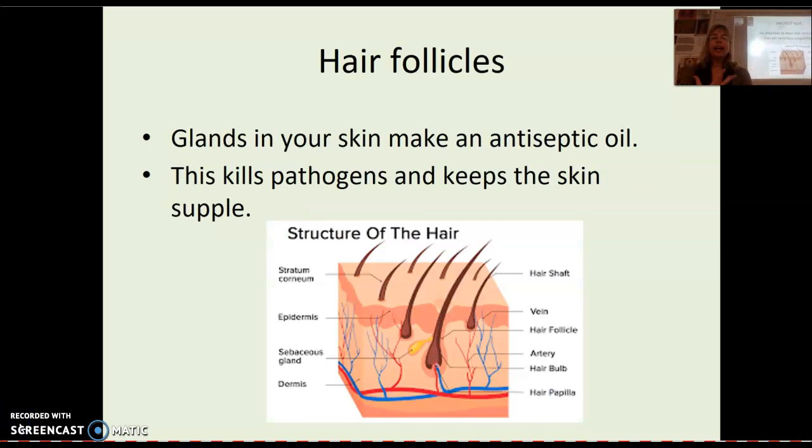Okay, now finally, on our skin, we also have some hairs, and those hair follicles have little glands that secrete an antiseptic oil. That oil, just like antiseptic that we put on our hands, helps to kill pathogens as well as keeping our skin nice and supple. So this is your last one, and then I've got some questions to help you test yourself.